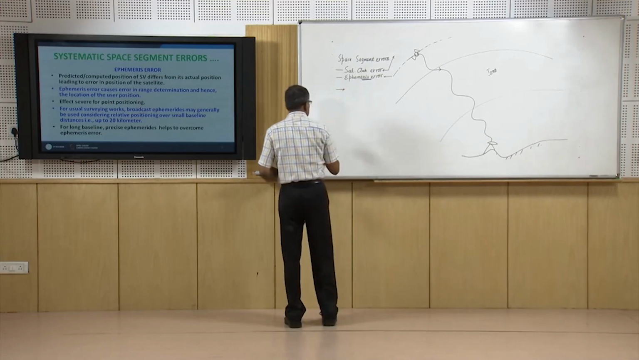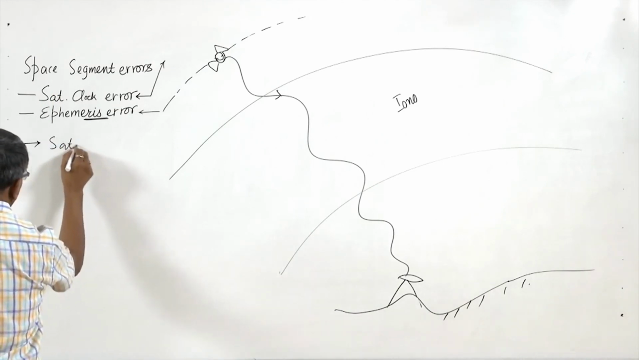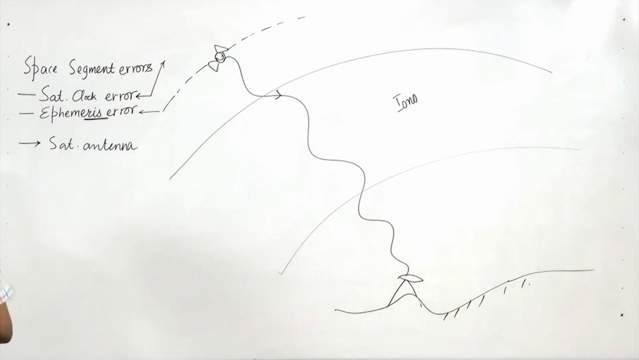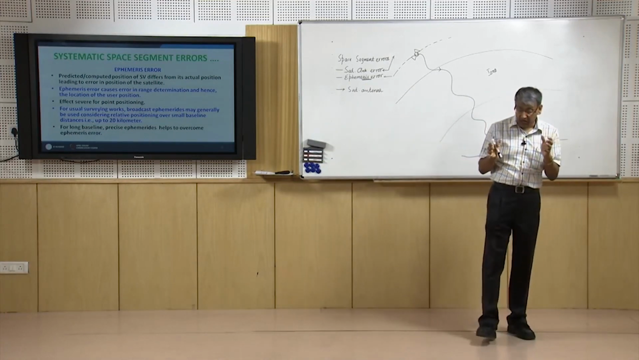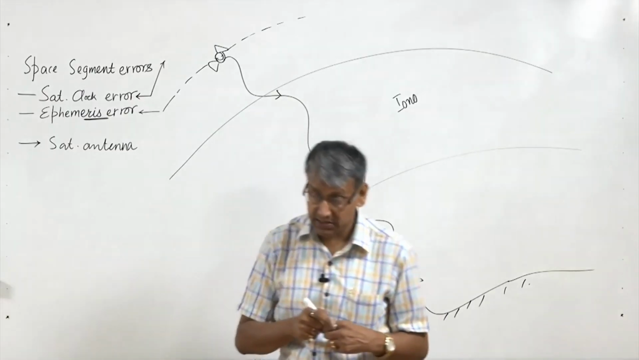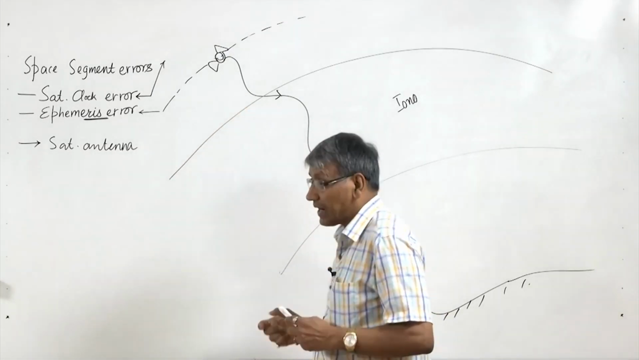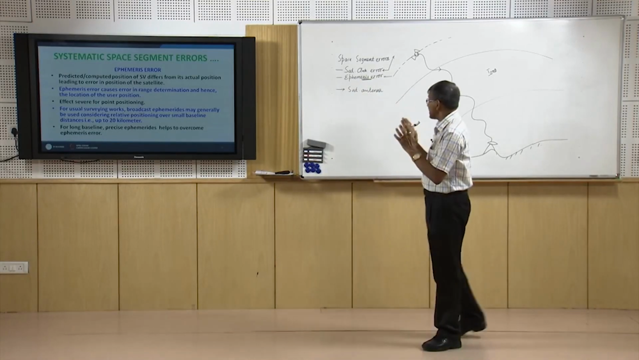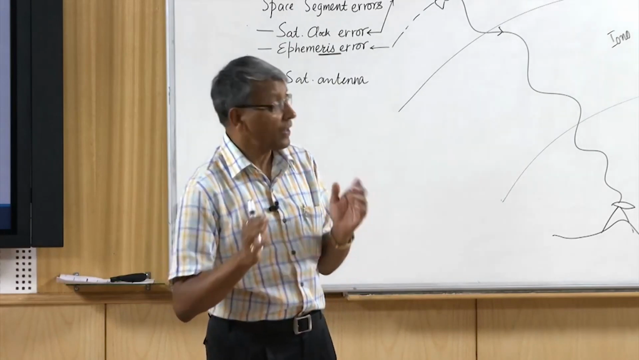Now, the next type of space segment error is satellite antenna error. Now, what is this? Actually, the satellite is considered to move along the orbital path with respect to its center of mass, but the signals are coming and the range is being computed with respect to the antenna phase center of the satellite. So there is a discrepancy between what we are computing and what actually it is.